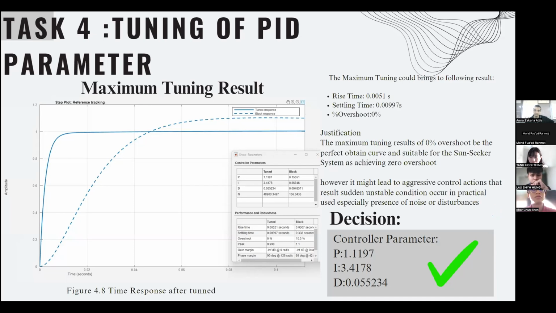So we can do a summary of this tuning. We need to plug in the control parameters, which are P with 1.1197, I with 3.4178, and also D with 0.055234, so that we can obtain this result.